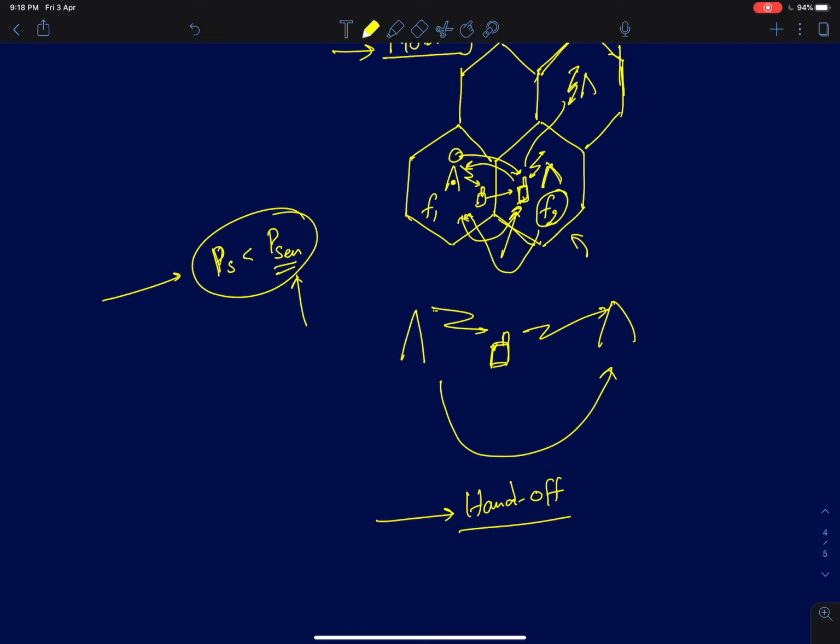So now when the mobile station is going from one base station to the other, the carrier frequency with which the modulation was taking place will also change. Previously the carrier frequency was F1; it will now become F2 for the second base station.